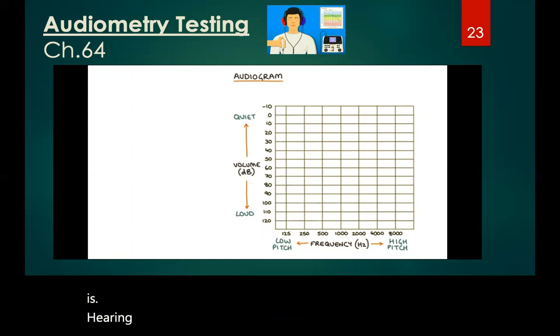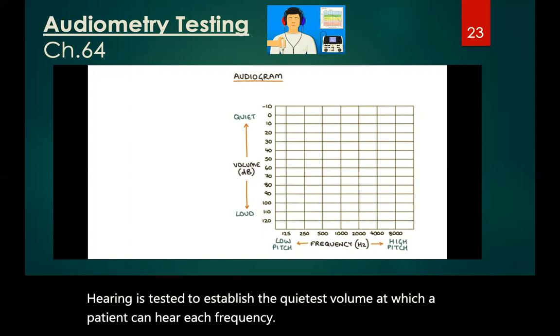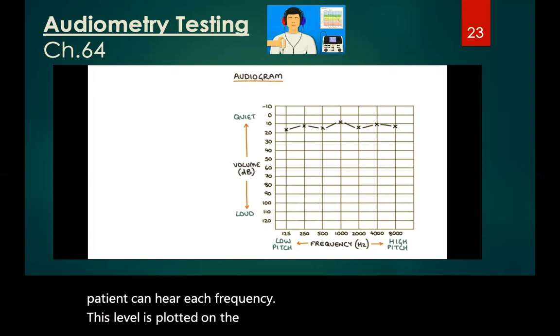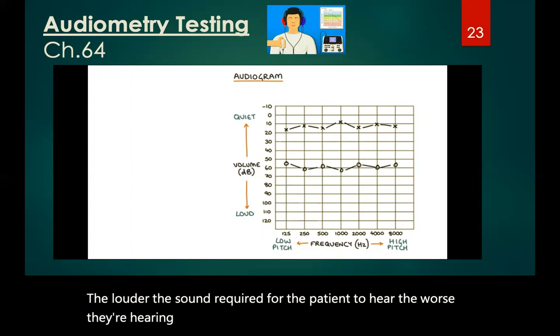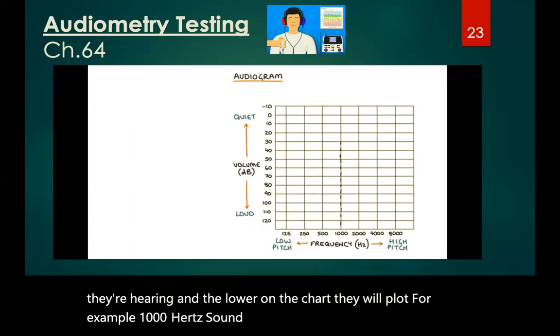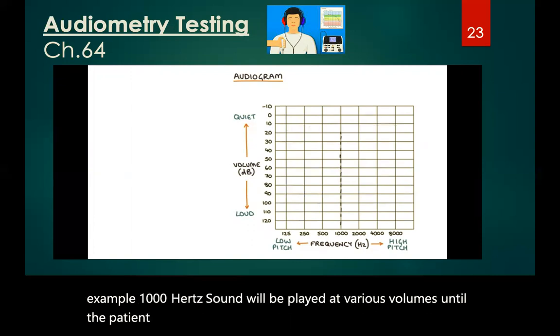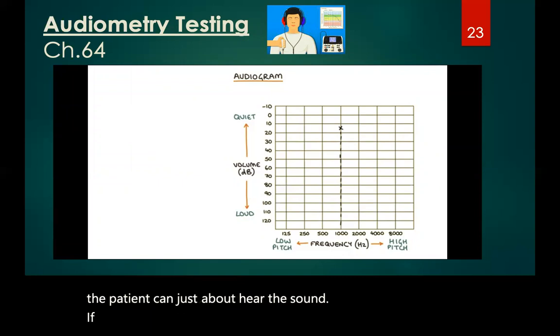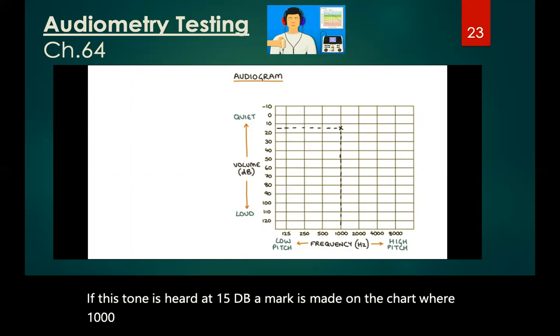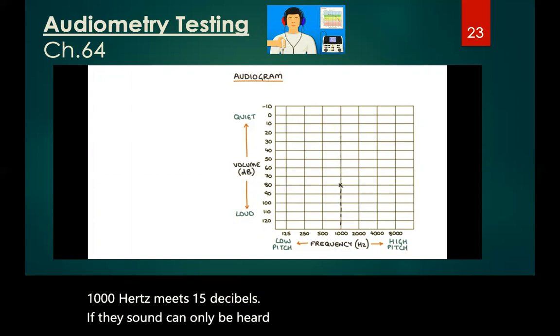Hearing is tested to establish the quietest volume at which a patient can hear each frequency. This level is plotted on the chart. The louder the sound required for the patient to hear, the worse their hearing is, and the lower on the chart they will plot. For example, a 1,000 hertz sound will be played at various volumes until the patient can just about hear the sound. If this tone is heard at 15 decibels, a mark is made on the chart where 1,000 hertz meets 15 decibels. If this sound can only be heard at 80 decibels, a mark is made where 1,000 hertz meets 80 decibels.